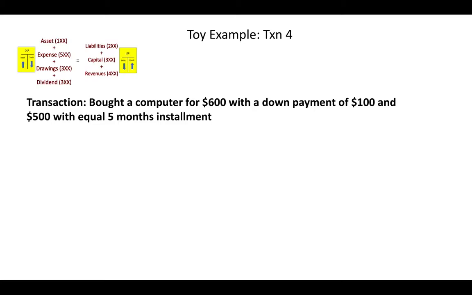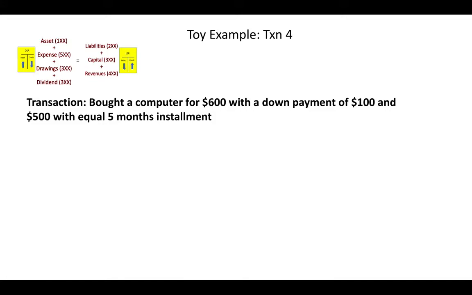Example transaction number 4. This is interesting. So he bought a computer for $600, but he paid only $100, and the $500 he took as credit for a 5 month installment. So what are the transactions? What are the accounts involved here?